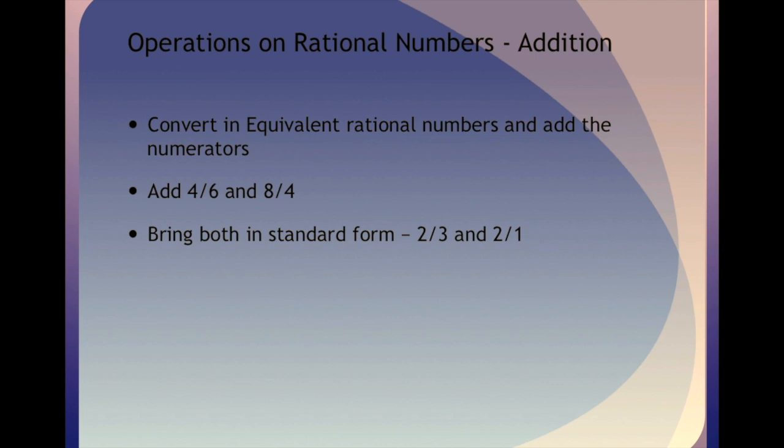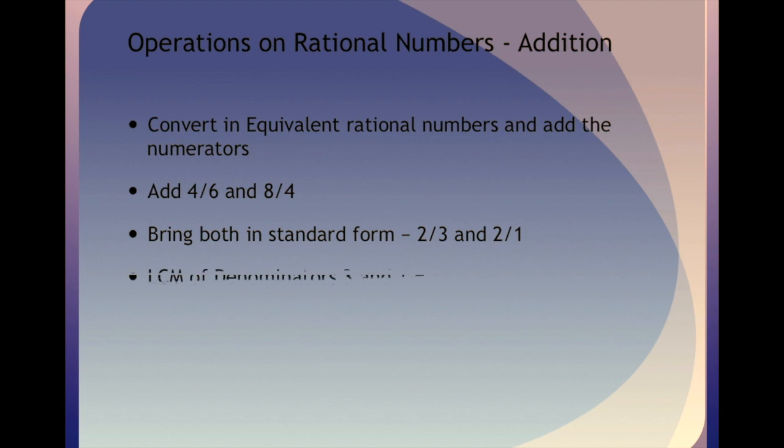Before starting any mathematical operation on rational numbers, first we have to bring them into standard or simplest form. How do we do that? We have seen earlier: if there is a common factor between numerator and denominator, we divide both by the same common factor. In the case of 4 by 6, the common factor is 2, so we divide both numerator and denominator by 2. So the simplest or standard form of 4 by 6 is 2 by 3. Similarly, for the second number, the common factor is 4, so the simplest or standard form is 2 by 1.